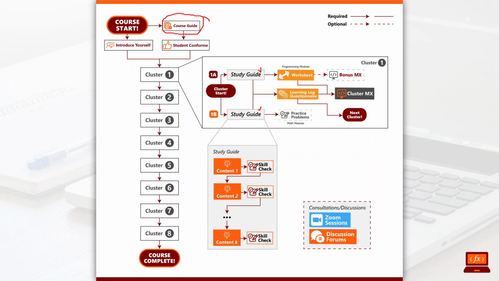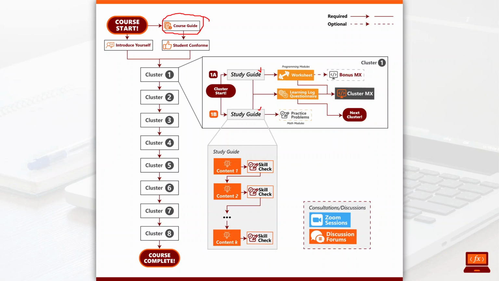Okay, ano yung learning log na yan? Yung mga self-evaluation questionnaire naman. Okay, so parang reflection, ano yung natutunan, kung na-attain ba yung targets ninyo for that module. Okay, important yan kasi yan yung magiging basis para mabuksan yung next cluster.